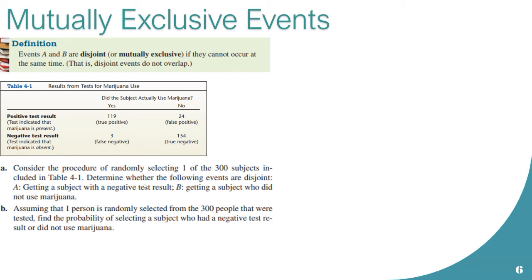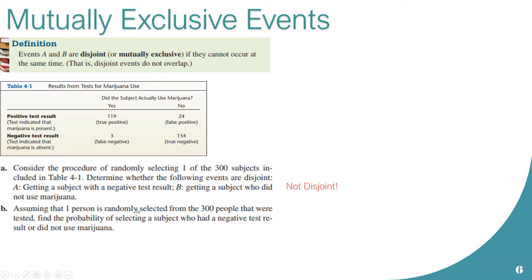The question you need to ask is, is it possible to get someone who has a negative test result and did not use marijuana? Well, yes, that's these 154 here. So these two events are not disjoint. They are disjoint if it's not possible to get both events occurring at the same time. Here it is possible to get somebody who tests negative and who did not use marijuana.